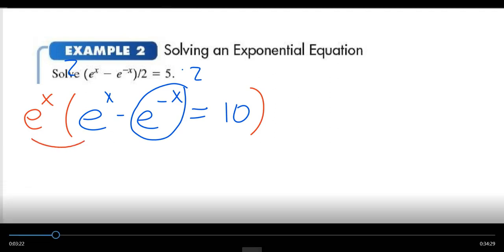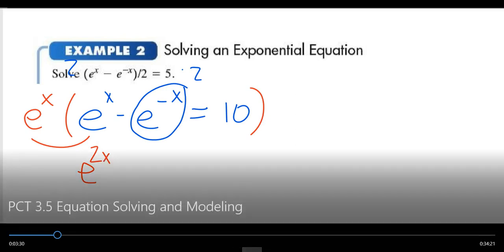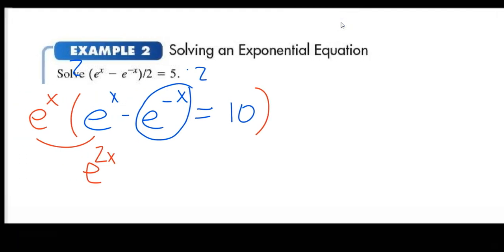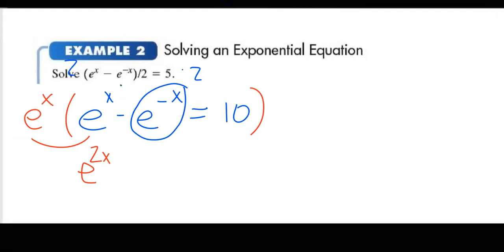Now, when you distribute this to this, remember when you multiply like bases, what do you do with the exponents? You add them together, right? Quick question: what's x plus x? We're adding these two things together, right? That's where this 2x is coming from. Not x squared, right? 2x.